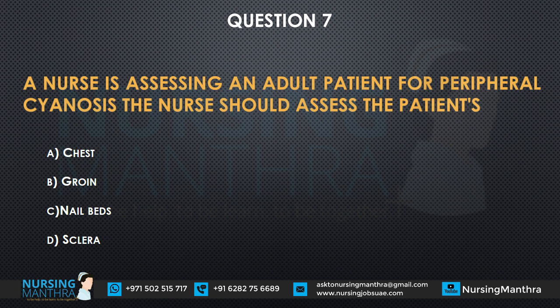A nurse is assessing an adult patient for peripheral cyanosis. The nurse should assess the patient's A. Chest. B. Groin. C. Nail beds. D. Sclera.